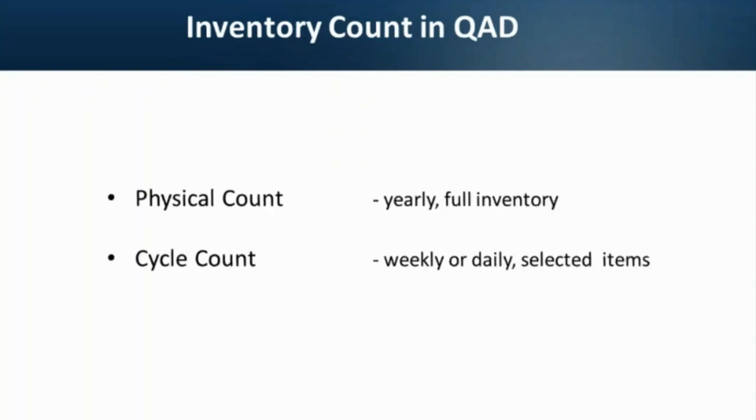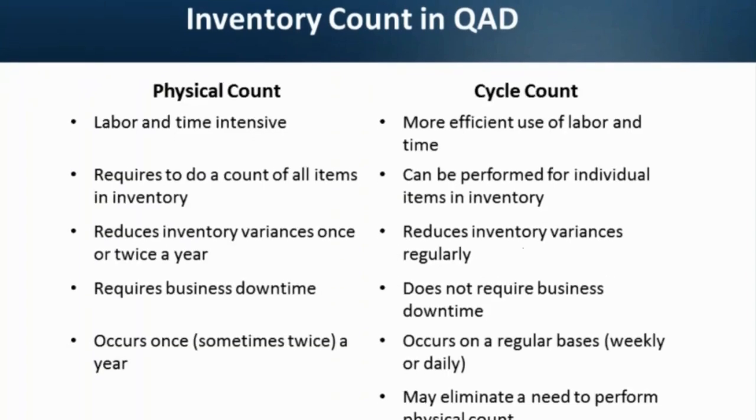We can count inventory in one of two ways, through the yearly physical count or through more frequent cycle counts. With physical count, we do a full inventory count once or twice a year and count every single item in stock. With cycle count, we conduct partial inventory counts on a continuous basis. Both types of counts allow us to achieve the same goal but have some differences.